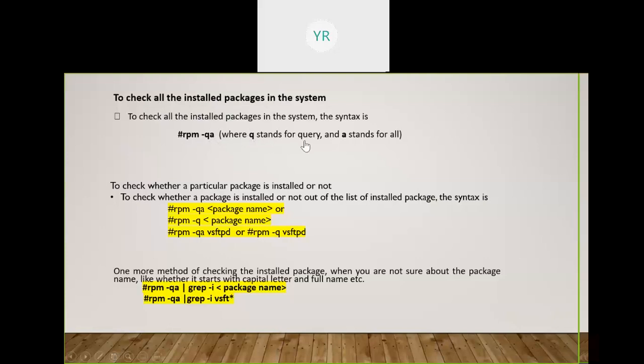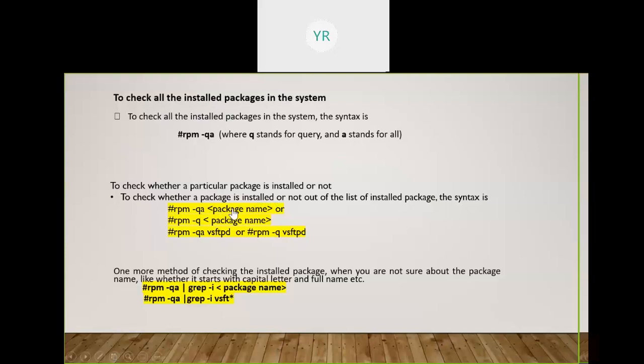I already told you, rpm is a package management tool which can query about the software. So a stands for all. rpm -qa gives what all the software that is installed in your OS. Installed packages only. Next, if you want to see whether a particular package is installed or not, just use rpm -qa and give that package name.